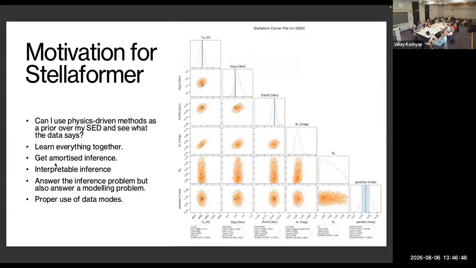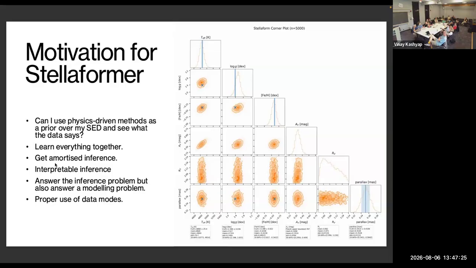This method I coined, Stelliformer, I came up with, I think, yesterday morning. I don't know if that's actually going to be the name that sticks. But the method this is based on is a paper called Robust Variational Neural Posterior Estimation. It's just a punchy name; it took up a lot of the slide. Sorry, the slide's a bit small, I can zoom in, but the parameters aren't too important. The motivation is: can I use the physics-driven methods as a prior on my SED, and then see what the data says about the SED and the dust all together?